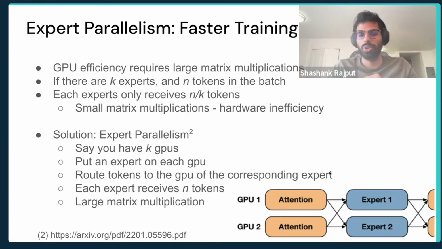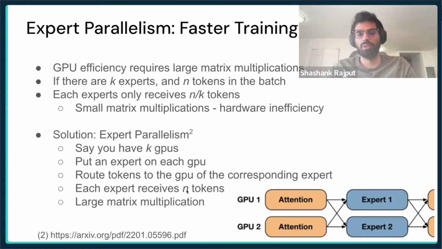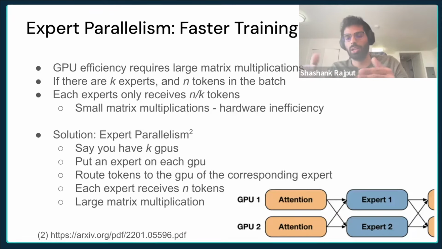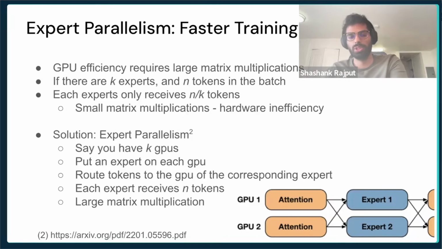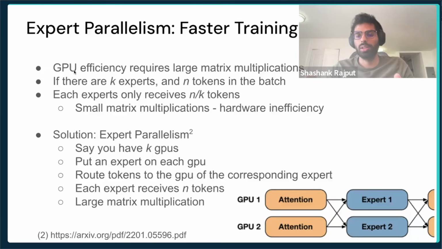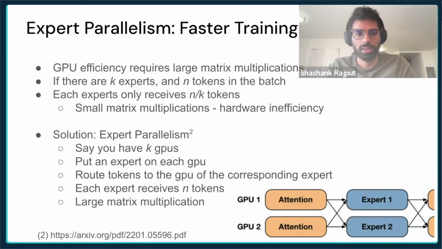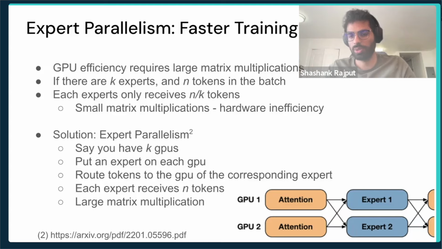So this way, each expert is still receiving n tokens rather than n over k tokens, and hence you get large input batches per expert and large matrix multiplications. You are actually able to realize the theoretical speedup that you would have expected from MOE models. Does this make sense? This is a subtle thing, but also very interesting, I think.